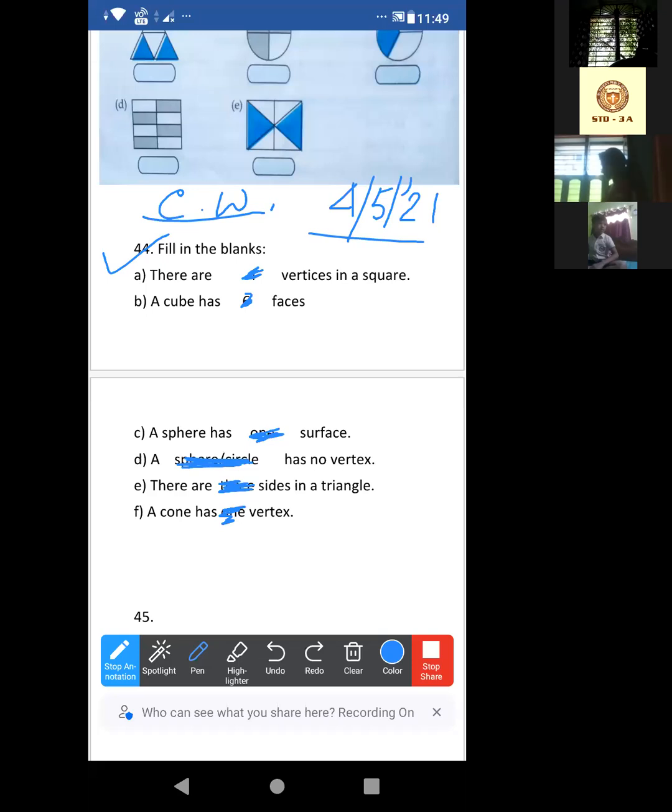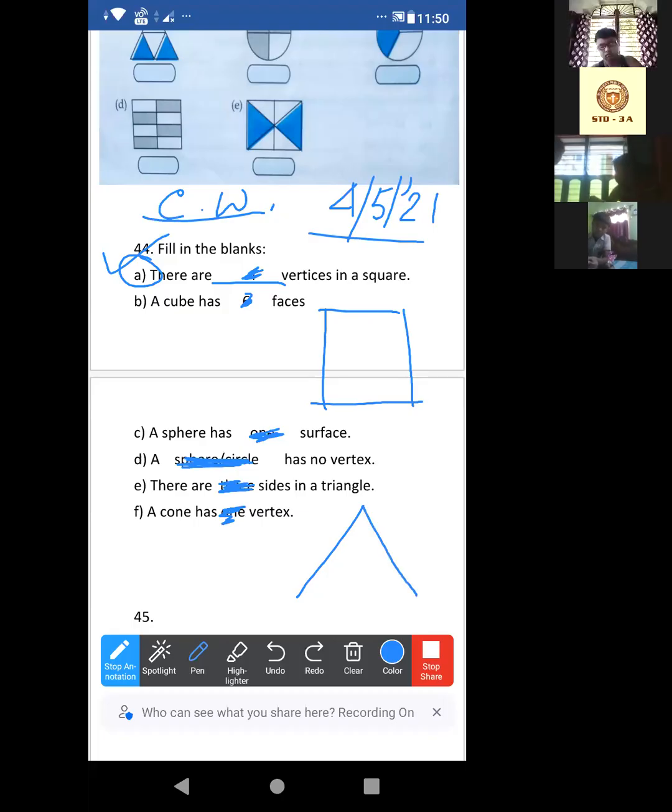Look, the first question 44A is given. There are dash vertices in a square. Look at the screen. Suppose this is a square. So in the square, how many vertices are there? In the last class I told you that vertices means when two sides meet at a certain point. Suppose these are two lines, they are meeting at a certain point. This is called a vertex.